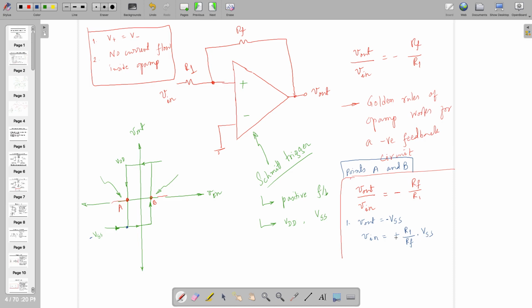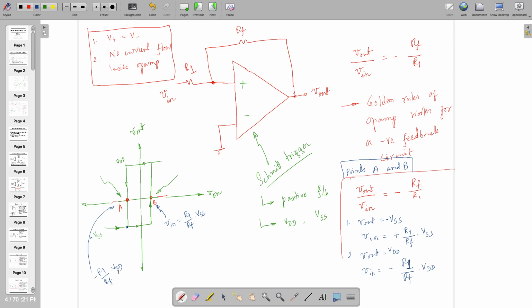However, this quantity becomes positive. So A is a negative quantity whereas B is positive. So in that case, it is sure that this point has to follow this number, because we have only two possibilities: A is negative and B is positive. So this particular number R1 divided by RF times VSS has to be point B. Whereas when Vout is equal to VDD, Vin has to be minus R1 by RF times VDD, which is a negative quantity, and that has to be point A. So these are the threshold points from which it's going to change the state from VDD to VSS and VSS to VDD.